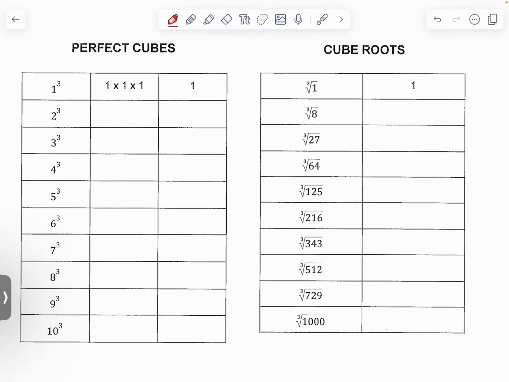All right. So 1 cubed means 1 times 1 times 1, which is 1. 2 cubed means 2 times 2 times 2, which is 8. I hope you're writing this down with me. 3 cubed means 3 times 3 times 3, which is what? 27. This is page 4 now.